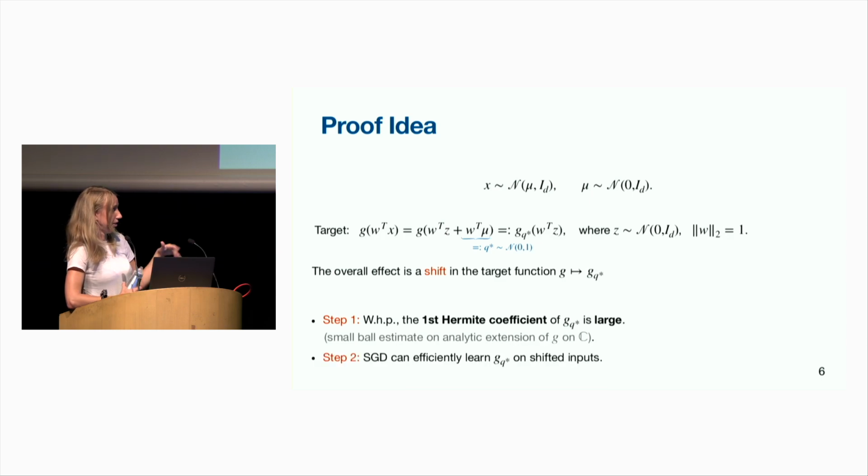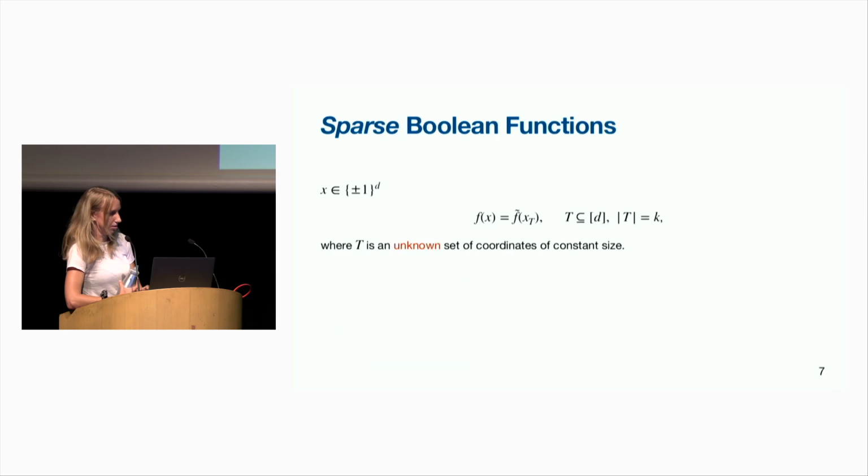And then the second step consists of showing that SGD-like algorithms can use this guarantee given by step 1 to efficiently learn on shifted inputs. Okay, so we also prove a similar result for sparse Boolean functions.